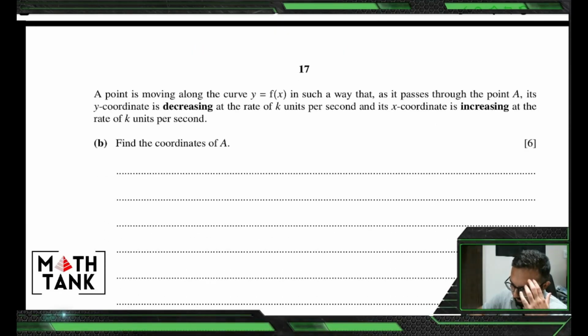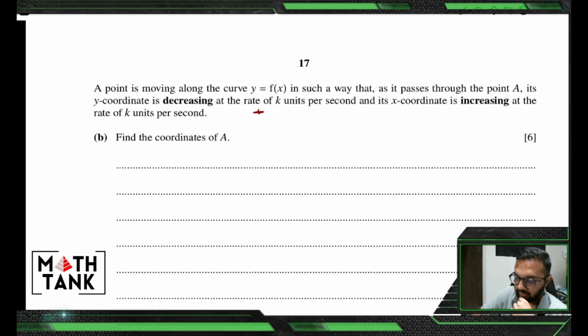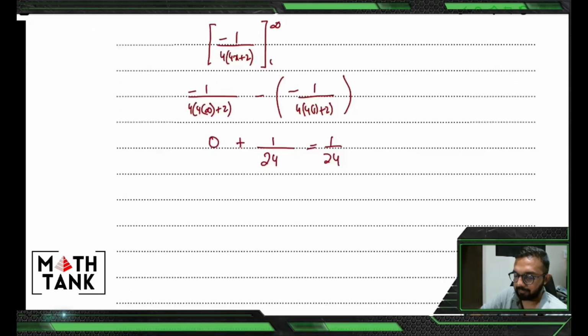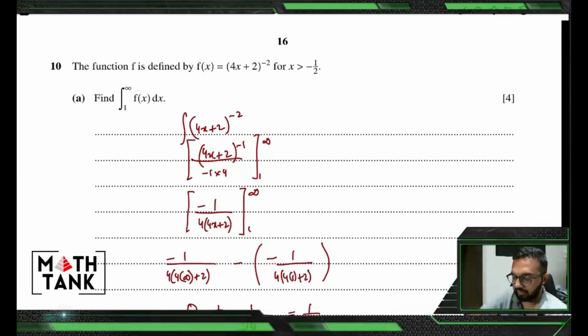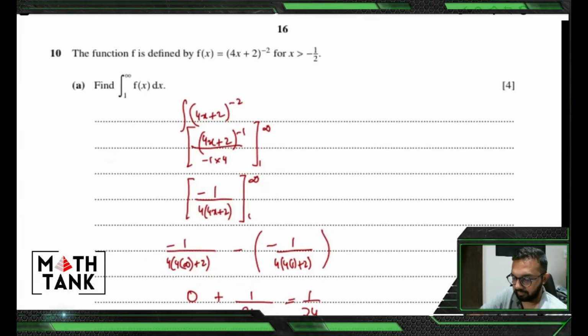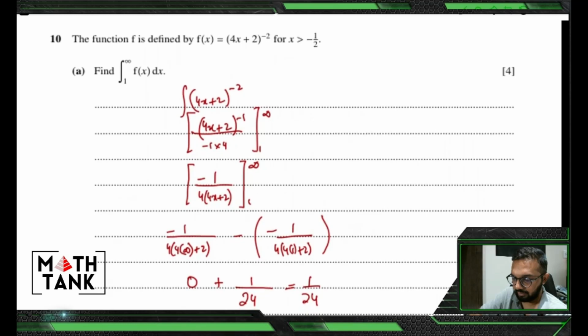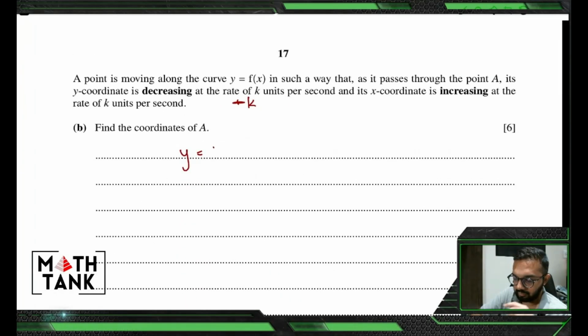And it says the point is moving along the curve y equals f of x in such a way that it passes through the point A. Its y coordinate is decreasing at the rate minus k, and its x coordinate is increasing at the rate k units per second. So y was basically (4x plus 2) power minus 2. So I'll have to differentiate this. This is a question on chain rule. What I've told you is that dy over dt is minus k and dx over dt is k.